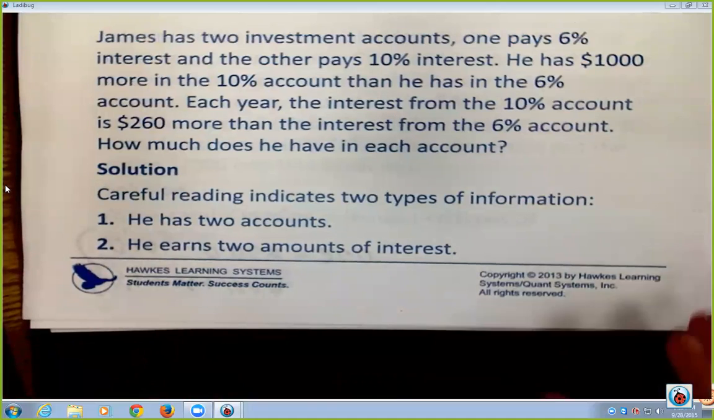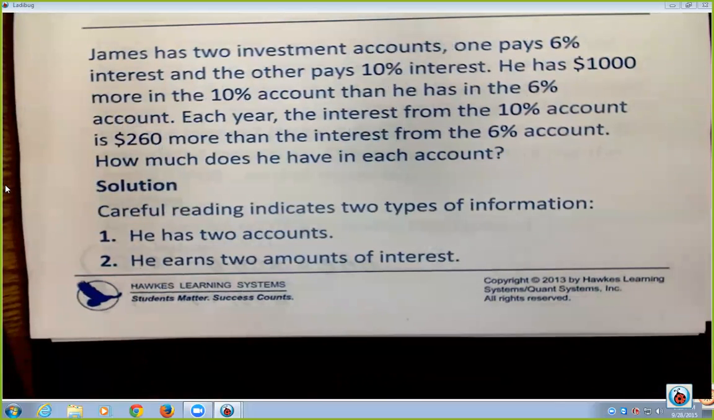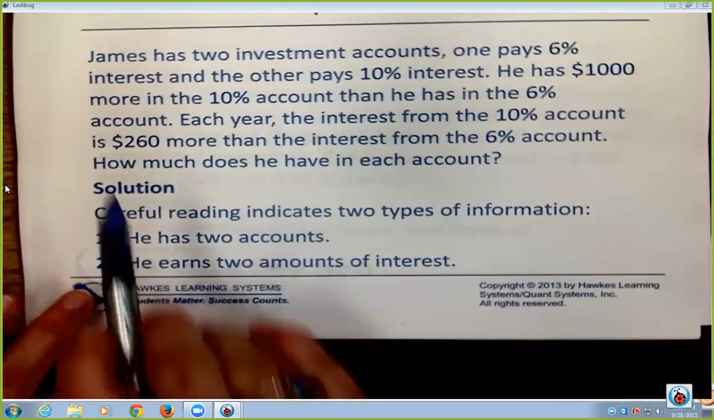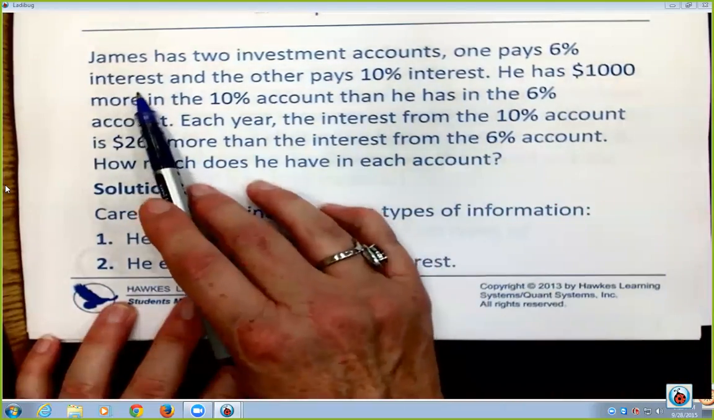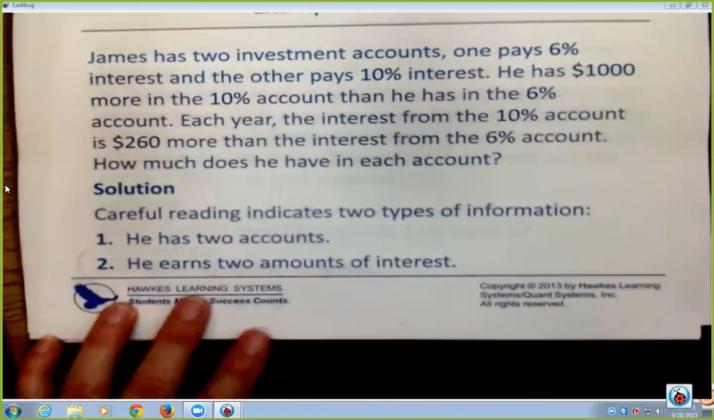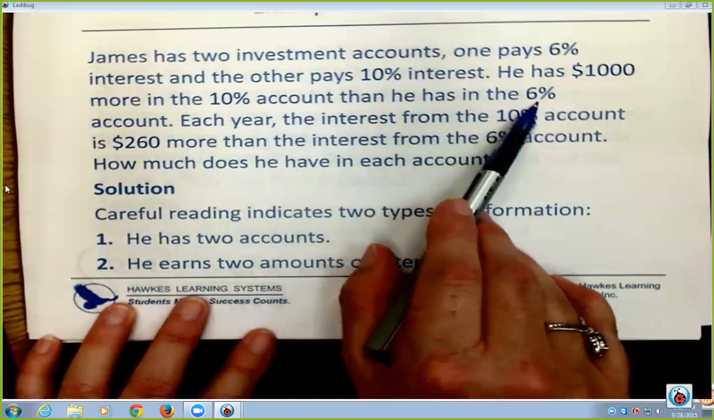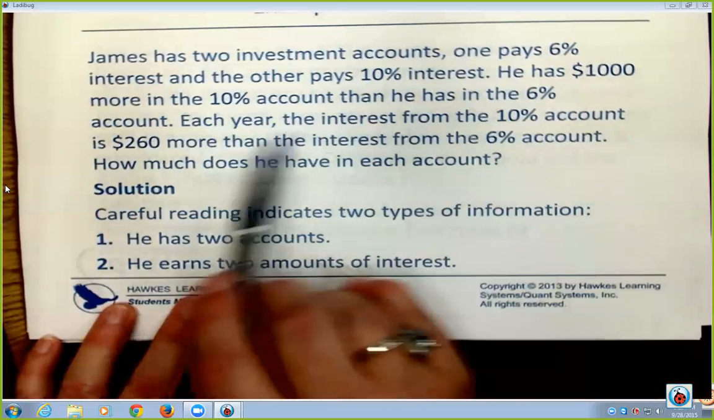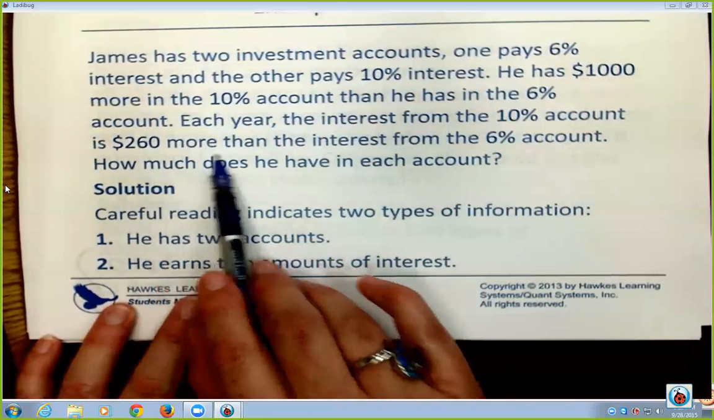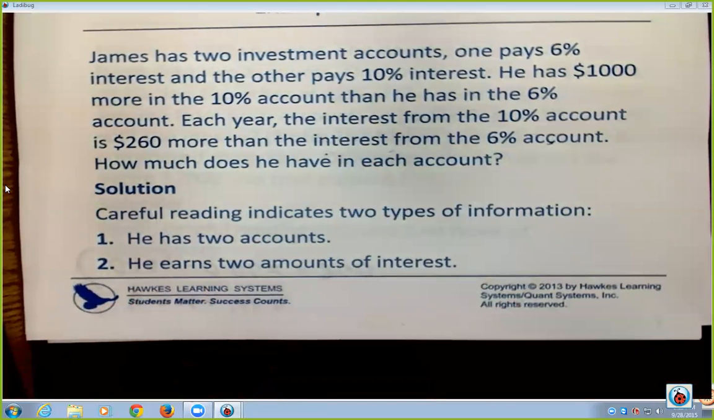And so our interest one, and this one's probably not in your sheet. I don't think it's in that one. It's not one of the ones that I think I put in. It says James has 2 investment accounts. One pays 6% interest and the other pays 10%. He has $1,000 more in the 10% account than he has in the 6% account. Each year, the interest from the 10% account is $260 more than the interest from the 6% account. How much does he have in each account?